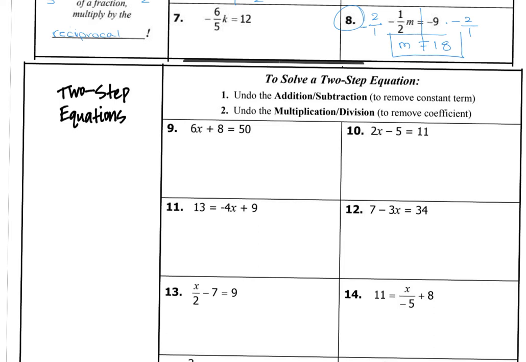So for this, we're going to go ahead and look at number 9. We're going to look at number 12. We are going to look at number 14. And let's take a look at number 15. All right, so for number 9, we're going to go ahead and subtract 8 from both sides, because again, we have to complete the addition or subtraction first.